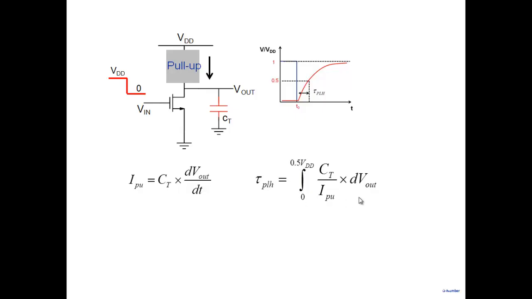Now, in a simple case, we can define some average C_T and some average I_PU. This symbol is for average. One needs to look at C_T as a function of voltage, as we have seen. I_PU, the charging current, will also be a function of voltage. If you want accurate expressions, you'll have to put in all the functions of voltage. But as a simple expression, tau p LH is some average capacitance by average pull-up current, multiplied by 0.5 VDD.